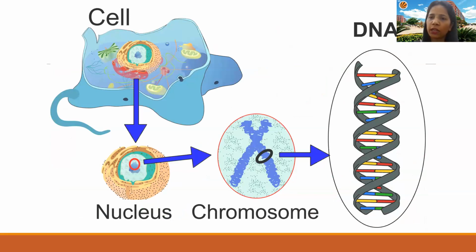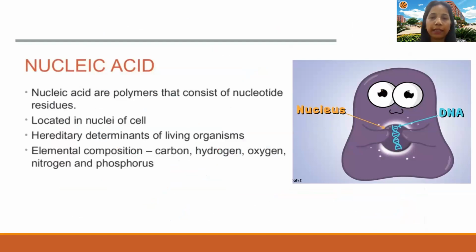Okay. So when you say DNA, what is DNA? DNA, RNA, these terms are very commonly used, and these are the most important building blocks of any organism. So what are these? These are simple nucleic acids. Nucleic acids are polymers that consist of nucleotide residues. These reside inside the nucleus of the cell, and these are the hereditary determinants of any living cell.